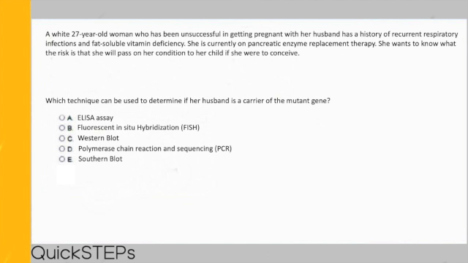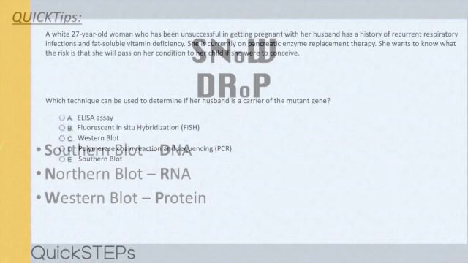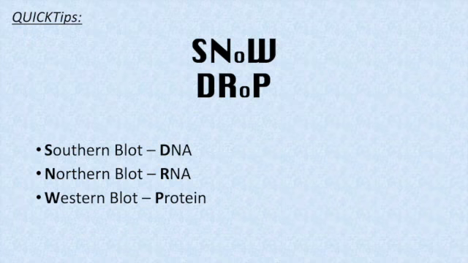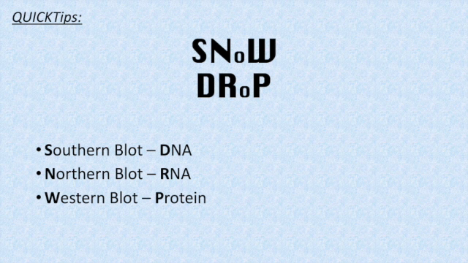How about the blots, right? C or E? Western and Southern, what do they measure? There's a mnemonic, and I'll pull up the page right now. The mnemonic is SNOWDROP. So if you line up the letters S-N-O-W, and you line them up to D-R-O-P, you get S goes with D, N goes with R, and W goes with P, right? O's cancel out. So Southern tests for DNA, Northern tests for RNA, and W, or Western, tests for protein.